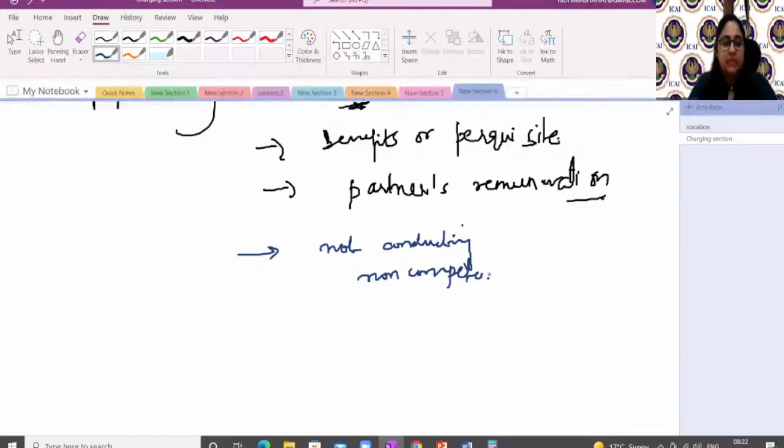Similarly, whatever singers, authors, professionals get as a fee for not sharing their trademarks, not sharing their work, or not sharing their patents, that is also your business income.